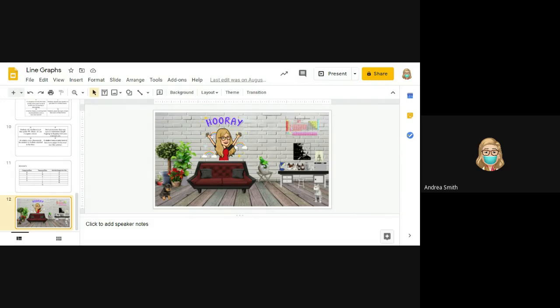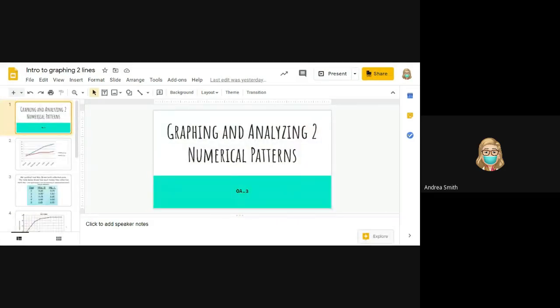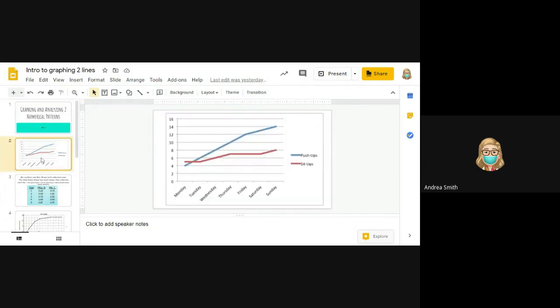I'm going to give you an introduction on how to plot two different lines. What if we had two different things that we were measuring, for example? If you were measuring your push-ups, and this is really a good one that you might actually use at some point, maybe with Mr. Kennedy in PE or something like that.